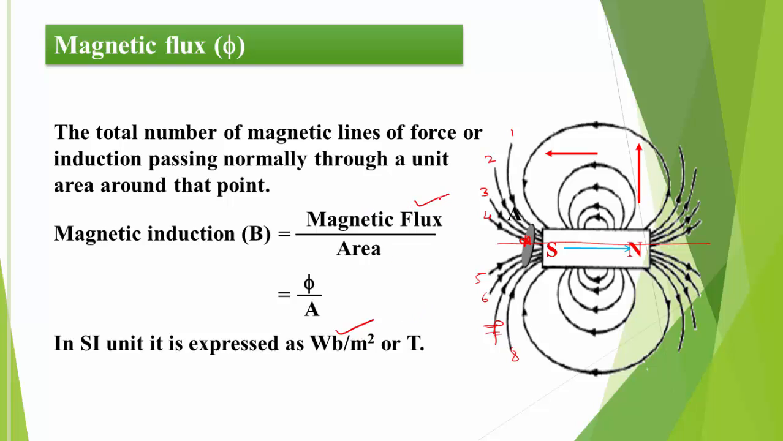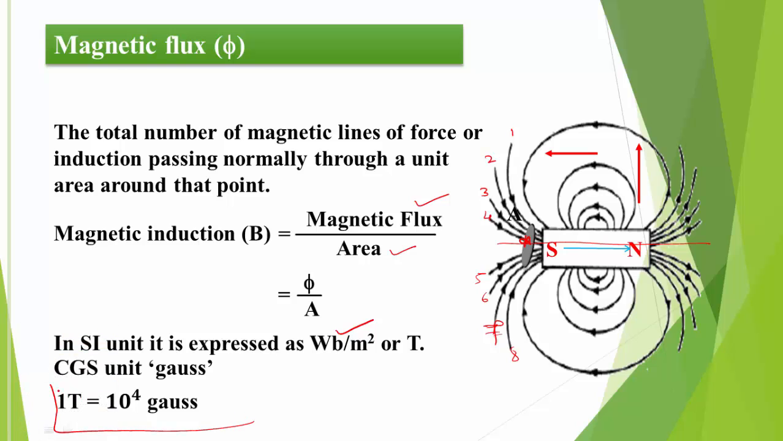The SI unit of magnetic flux is Weber, and area is meter square, so Weber per meter square or Tesla is the SI unit of magnetic induction. And the CGS unit is Gauss. 1 Tesla is equal to 10 to the power of 4 Gauss. Remember this point: 1 Tesla is equal to 10 to the power of 4 Gauss.